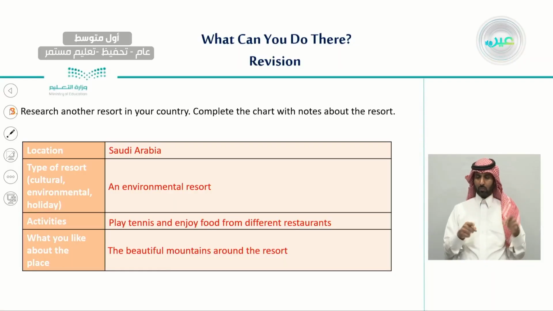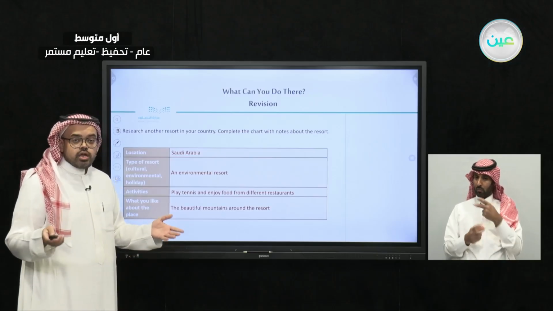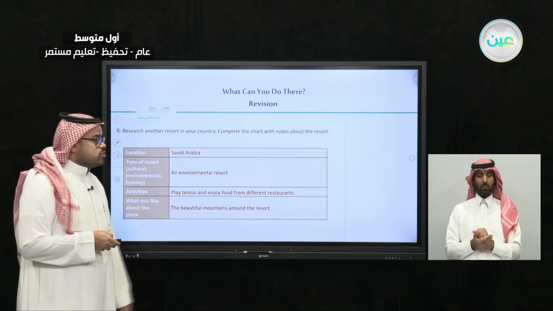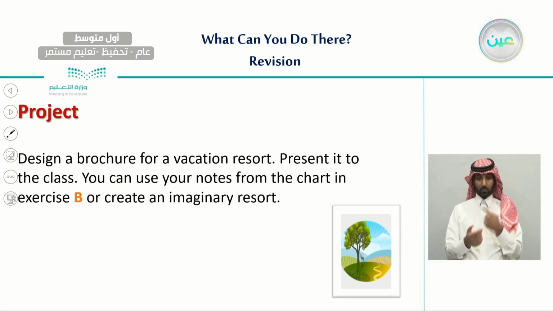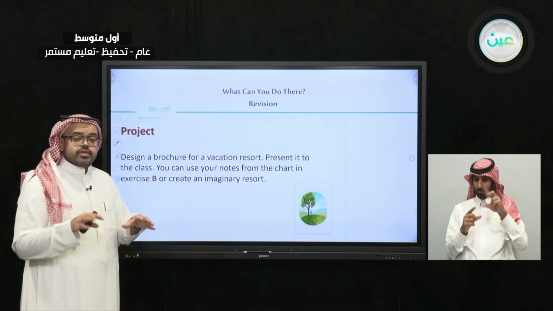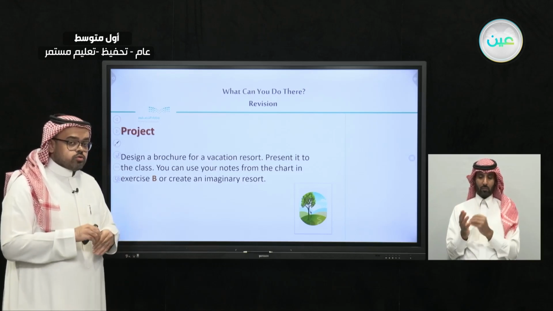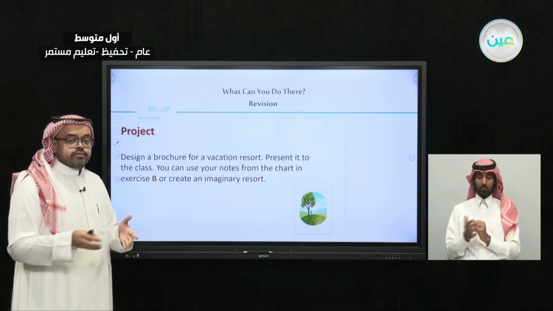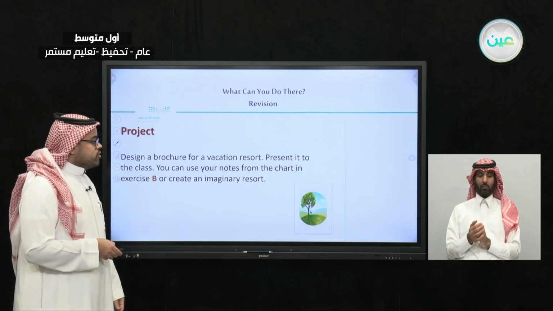And also we talked about the activities. What are the activities that you can do in such a resort, and also what you like about it. Talk about the place you like, whether it's the scenery or the surface. So you can write a lot of things about the place you have chosen. Also, as a project, I ask you to design a brochure for a vacation resort and present it to your class. So you can design a simple poster or brochure like this one, and you can use the chart you already filled in for this brochure.